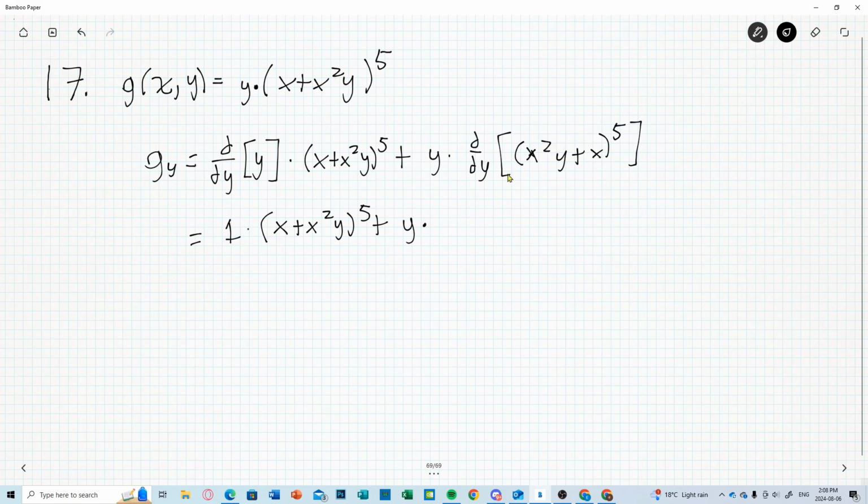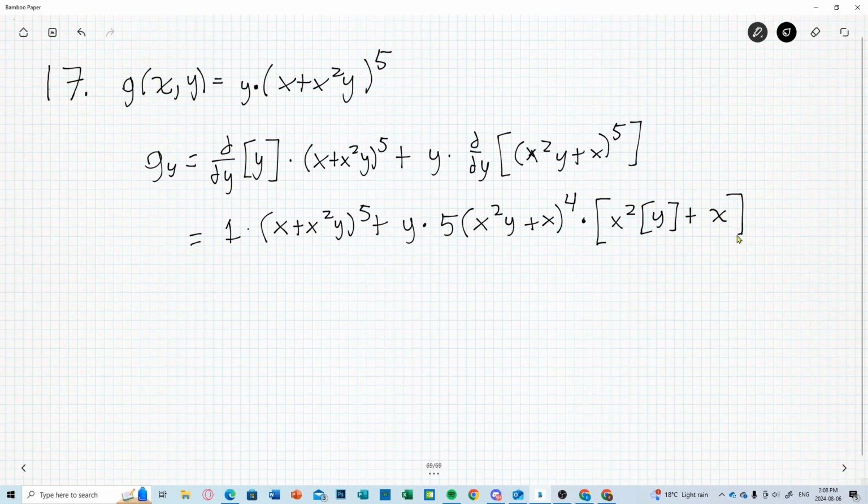And now we have to take the chain rule of our function here with respect to y. So we're going to start by taking the derivative of the outside, which gives us 5 times x squared y plus x all to the 4. And now we're going to multiply it by the derivative of the inside with respect to y. So this x squared is going to be our constant because we're taking with respect to y, and our y is going to be regular. And we're going to take the derivative of that. And now we're going to plus x as our constant.